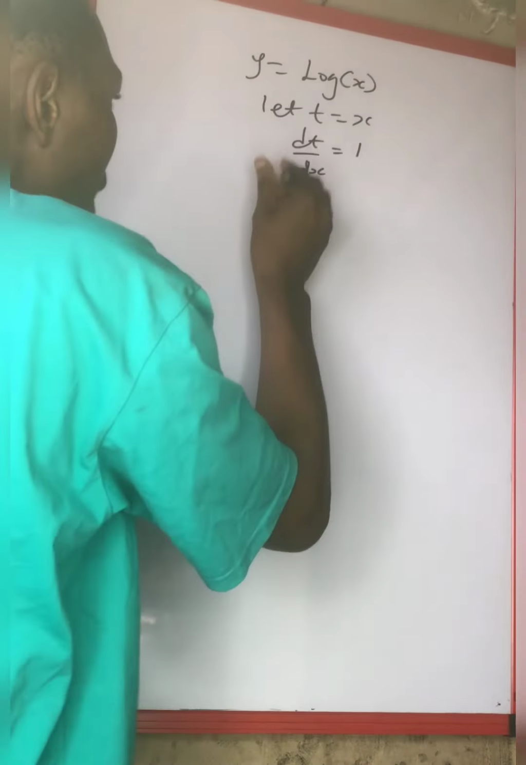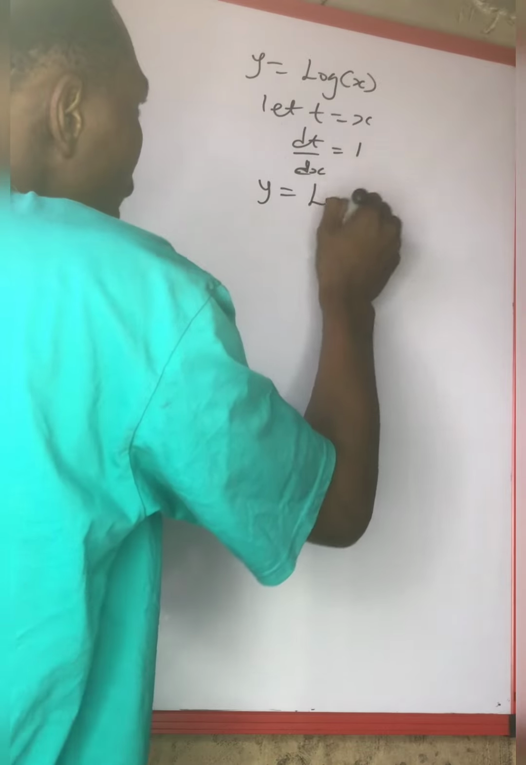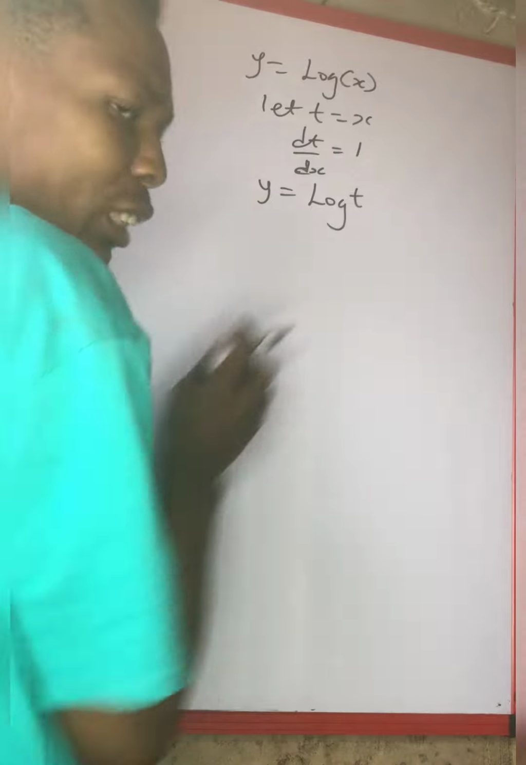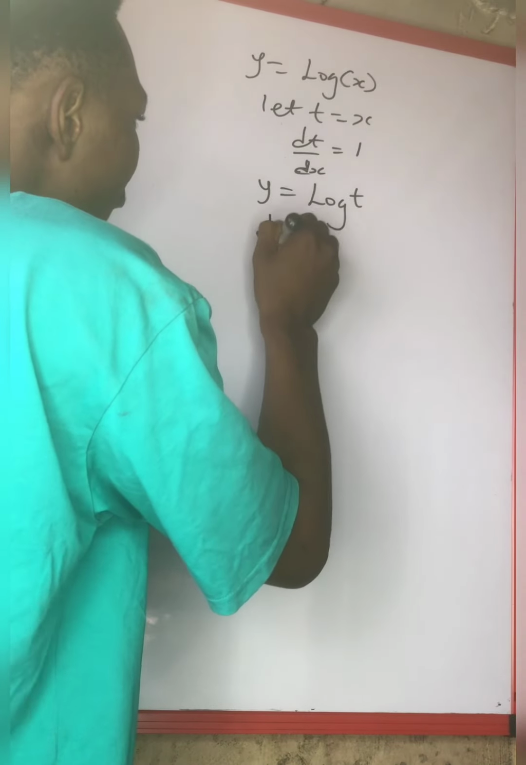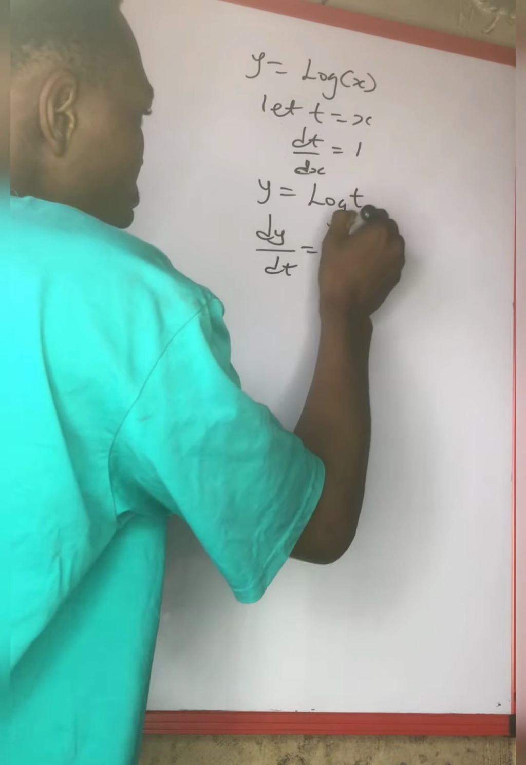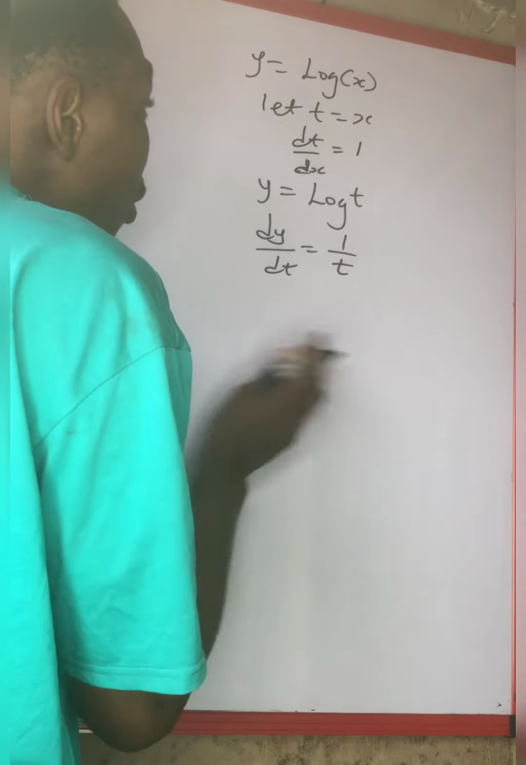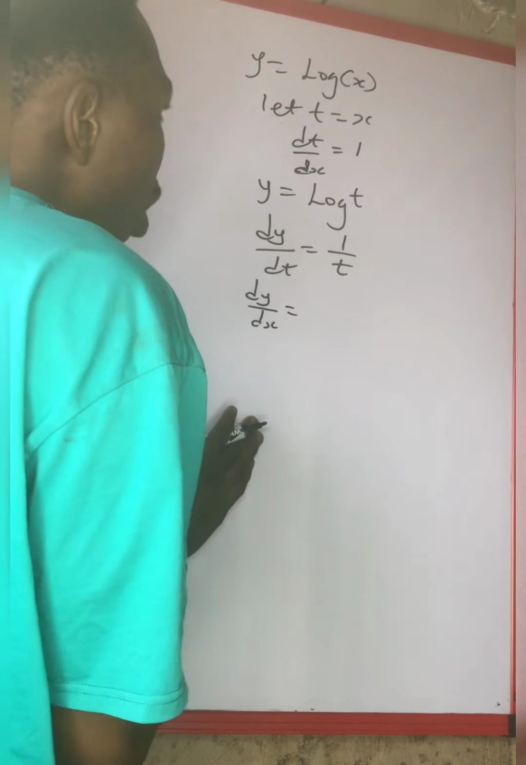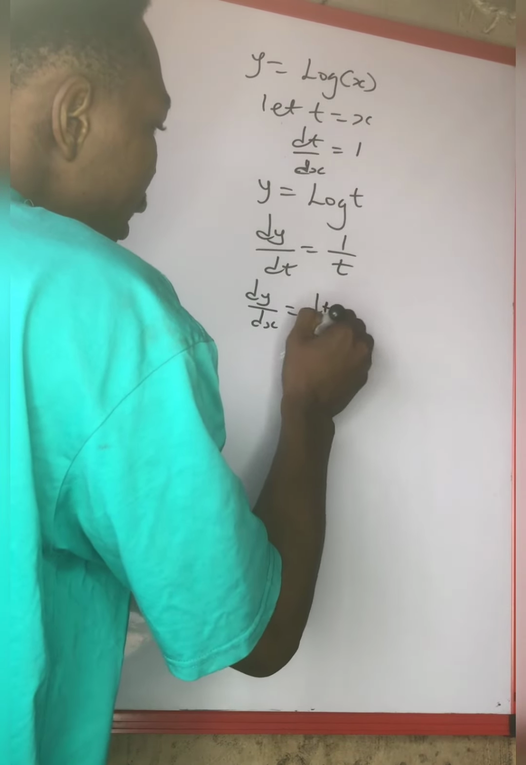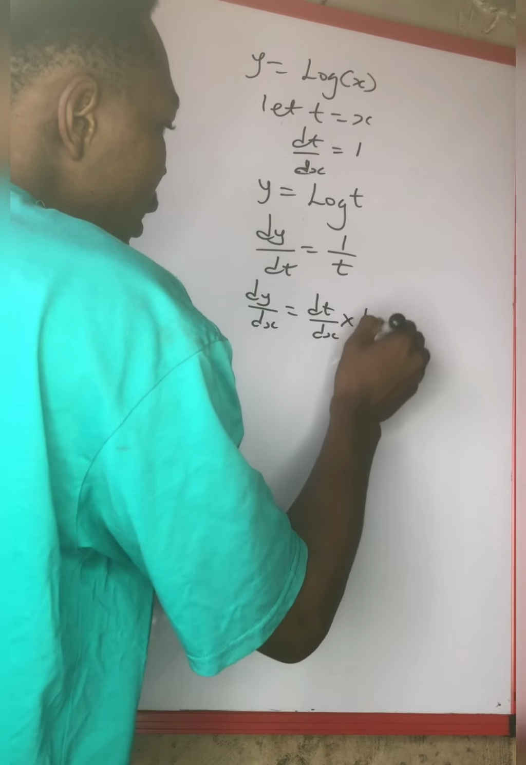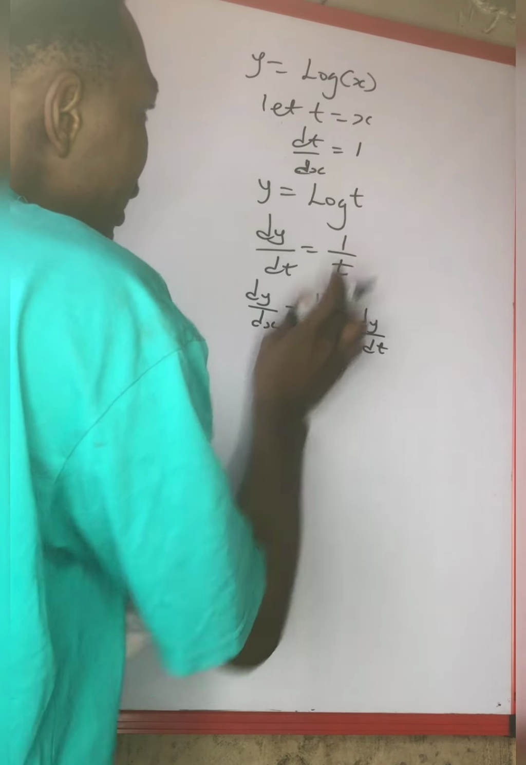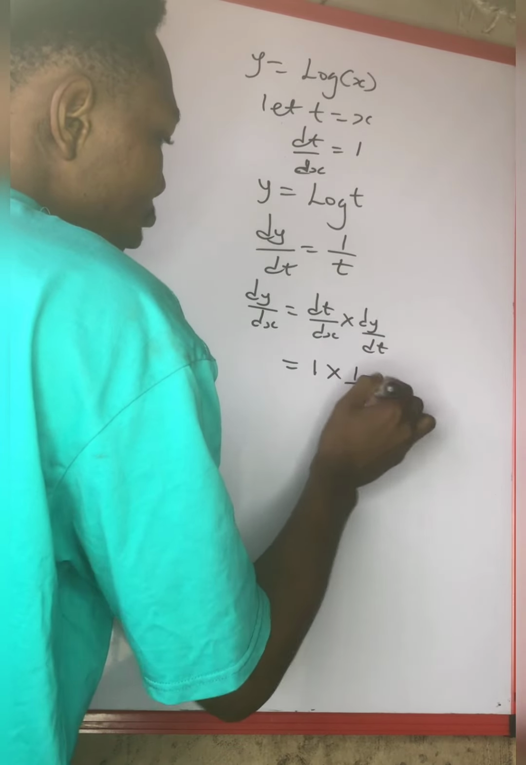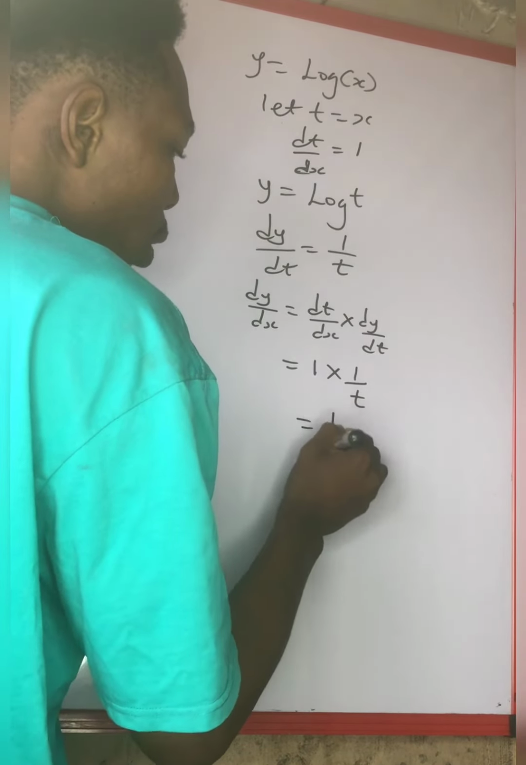So this time around, our y is sitting as log, and everything here is representing what? t. Then you can differentiate y with respect to t. It becomes dy/dt equals 1 over t. So from there, to get dy/dx, it becomes dt/dx times dy/dt. Our dt/dx is sitting as 1, times dy/dt, which is 1 over t. 1 times 1 is going to give us 1 all over t.